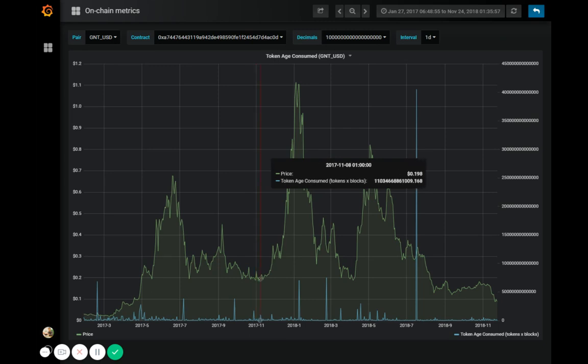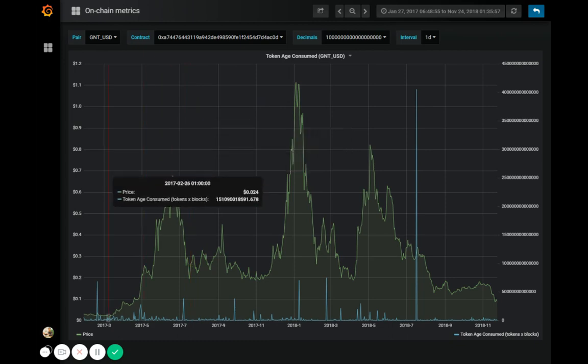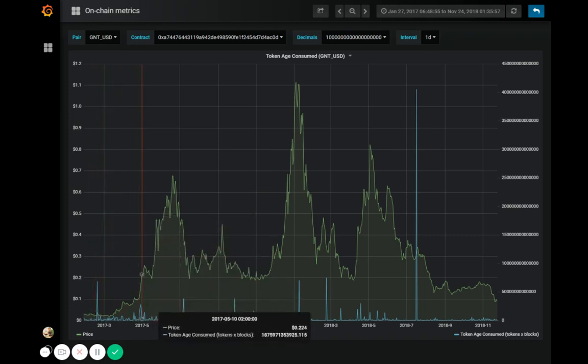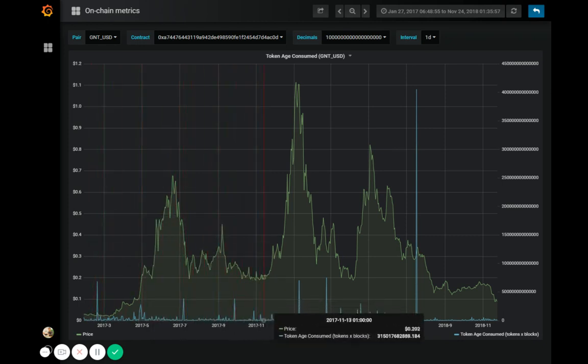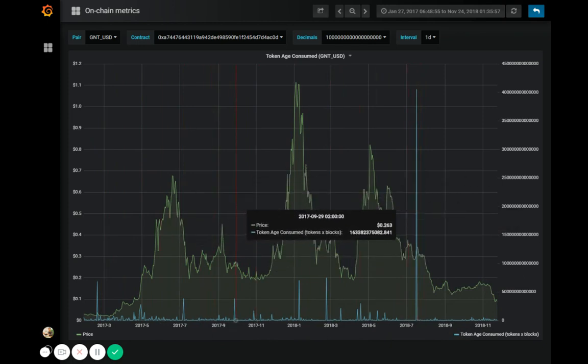So we're looking at an example here. This is a token age consumed graph for Golem. Golem is an ERC-20 project that basically lets you rent other people's computing power. And we can easily see a couple of different spikes in token age consumed on the Golem's graph. And each of these could be a large early investor in Golem leaving the project, i.e.